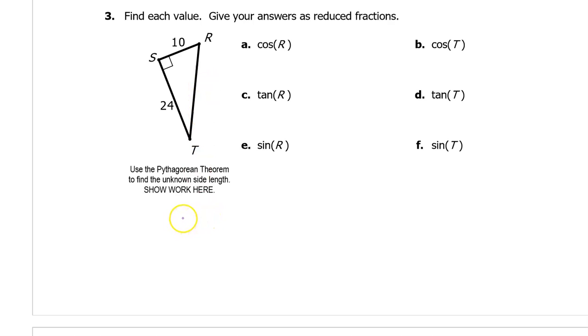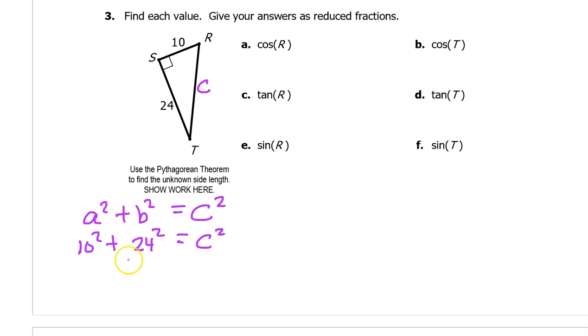Well, don't forget about our old friend, the Pythagorean Theorem. That was the one that went a squared plus b squared is equal to c squared, where the c part was always the hypotenuse. So basically, this is c right here. We can use this to find the hypotenuse that's missing. So here we go. We'll do 10 squared plus 24 squared is equal to c squared.